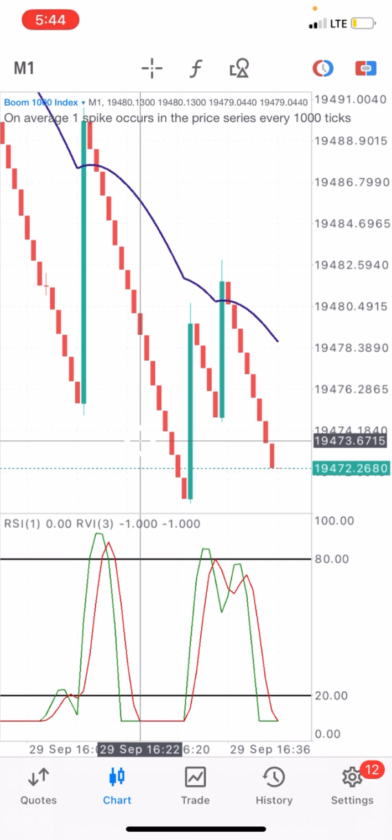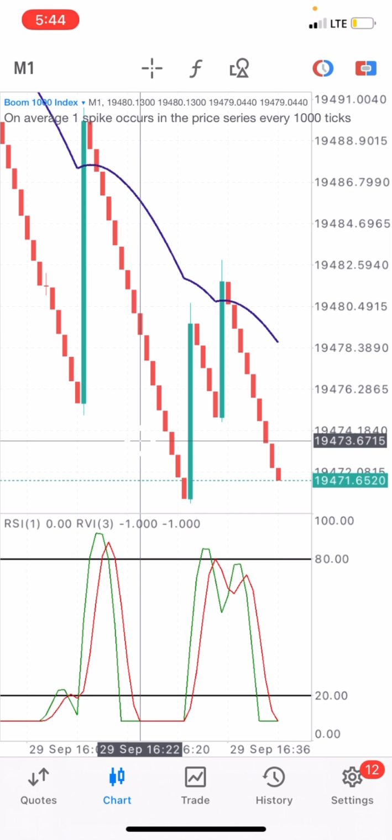Let me show you guys the strategy. It works perfectly on the boom 1000 market, the crash 1000 market. I've also attempted it on the crash 900 market and it worked. So I'm hoping it will work on every other boom and crash market. But for now, I've only used it on the boom 1000, the crash 1000, and the crash 900 market. Yes, and it worked. So this strategy is effective.